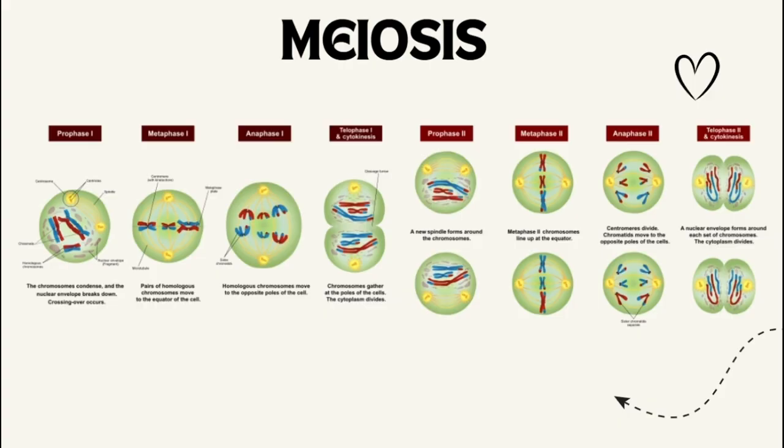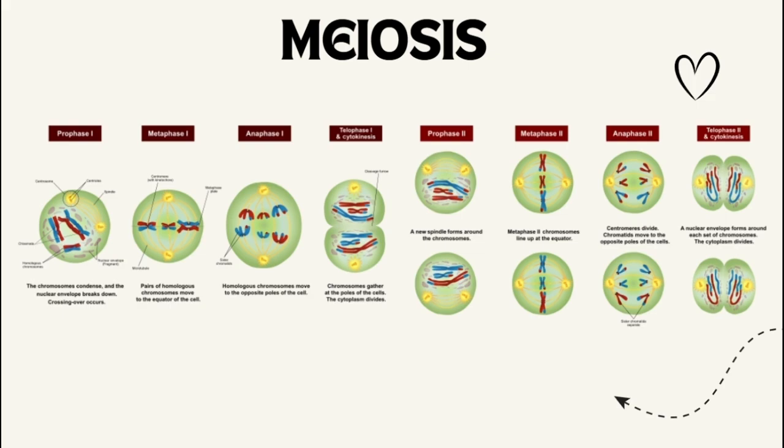Because at the end of the day, we want to end up with 4. That's the goal, right? The goal is to end up with 4. So in mitosis, we ended up with 2. In meiosis, we basically do mitosis twice. We can just kind of look at it like that. We do it twice, so we're going to have double the daughter cells at the end of the day.